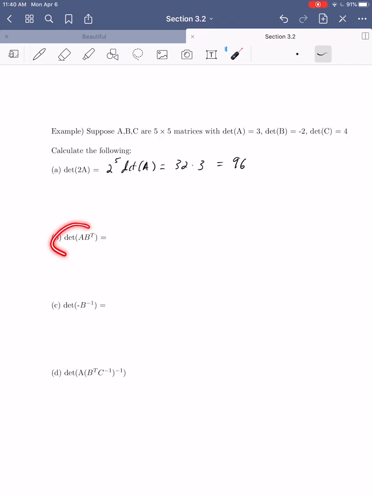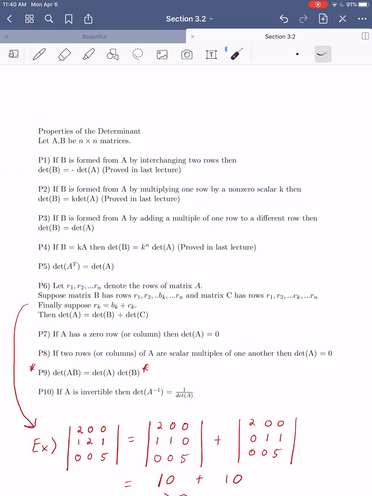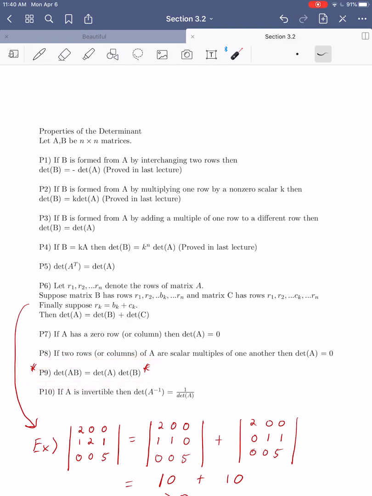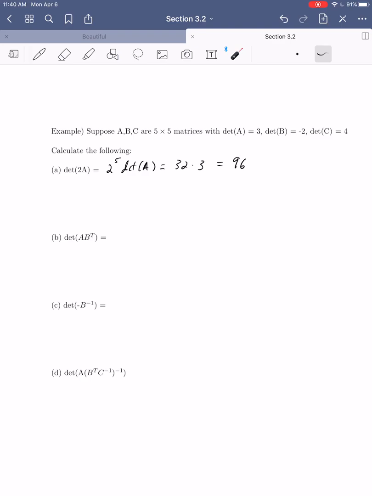Okay, let's think about this guy, determinant of AB transpose. What can we say about this? Well, we can go back here. We can use that property 9 to say the determinant of a product is the product of the determinants. So we can say that this is determinant A times determinant B transpose.